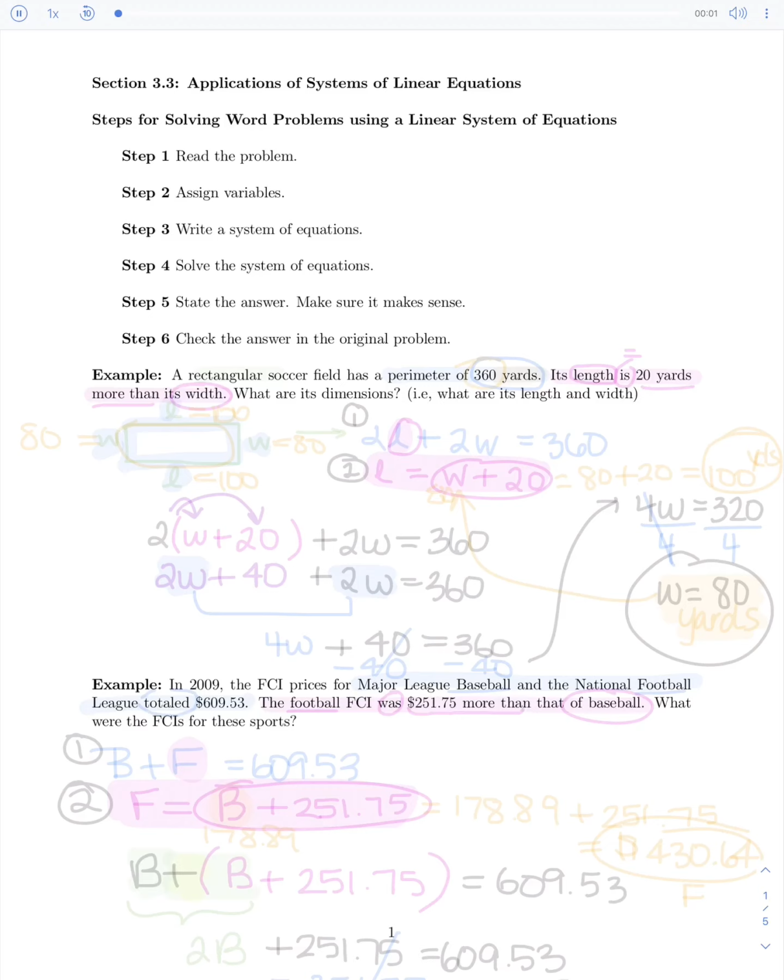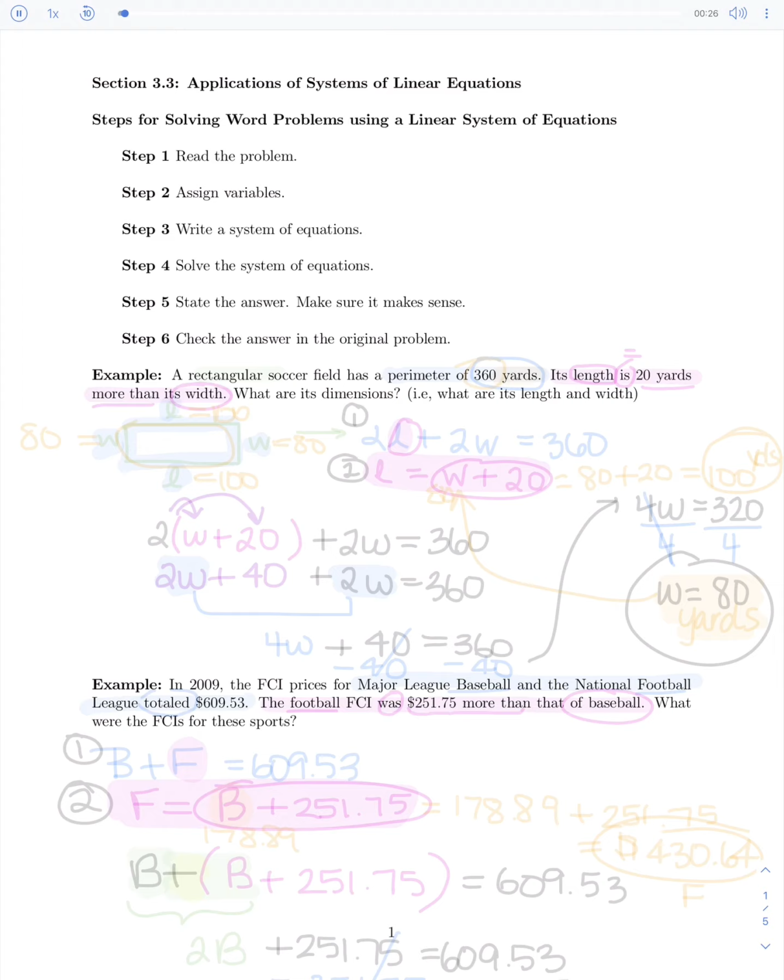In section 3.3, we're going to look at solving some word problems by setting up a system of linear equations with two variables. Similar to what we did in section 3.1, but now we're doing the same type of problems with word problems, meaning we have to set up the equations first. So let's take a look.